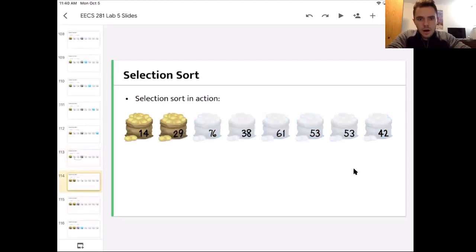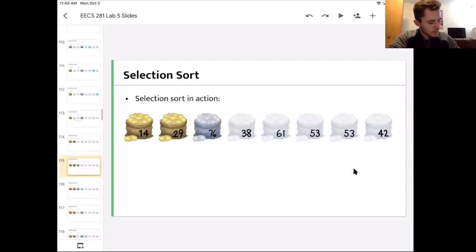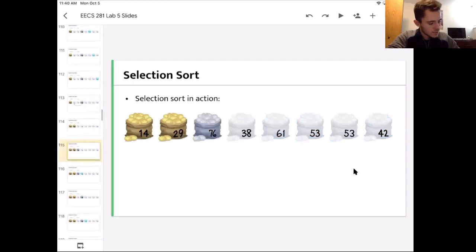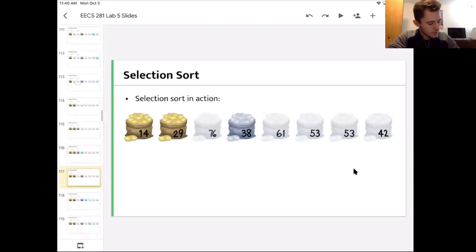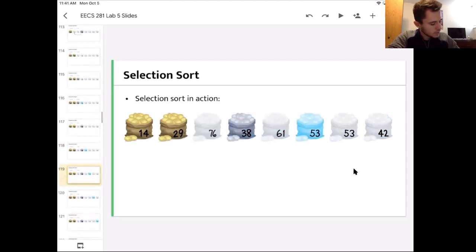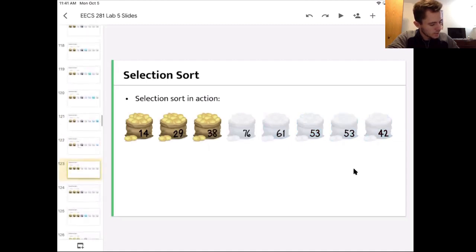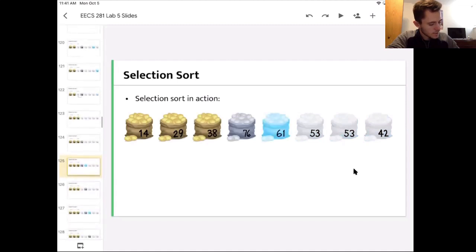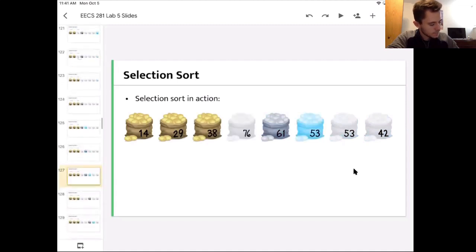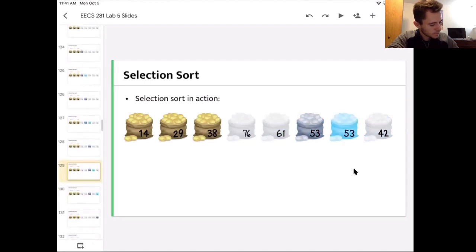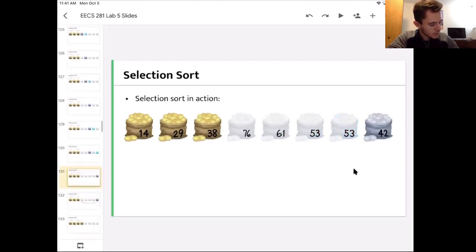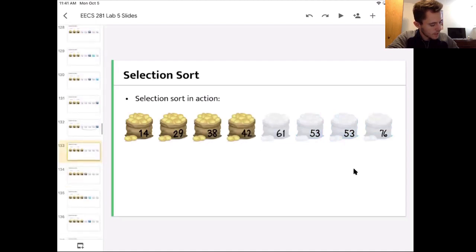And then now our 14 and our 29 is our sorted portion, right? Golden potatoes. And then the remainder of our array is still unsorted. All right, so let's pass through again. 76 is our min. All right, 38 is smaller. Set that to the min. No, no, no, no. All right, so move in 38, right? And we're going to keep going. 76, no. 61 is smaller. 53 is smaller. No. 42 is smaller. Let's move that in, right?